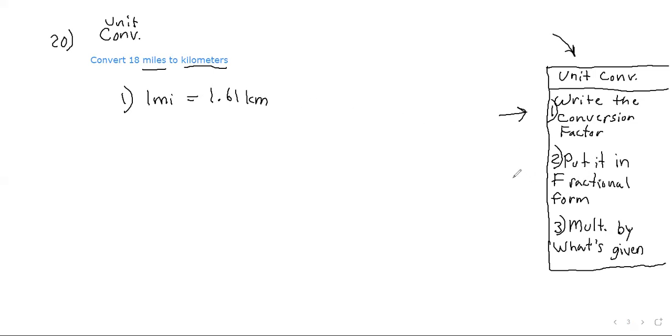Now let's go to step two. It says put it in fractional form. So what are they talking about? We're talking about the conversion factor here. We cannot use it as is. It's one thing equals another. That's the equivalence form, and we can't use it in that form. In order to use it in arithmetic, we have to have a fraction.